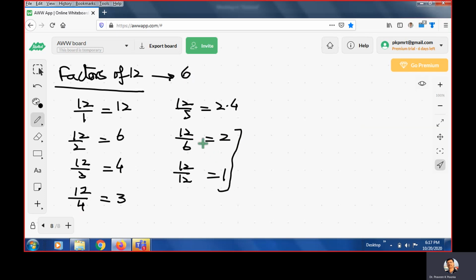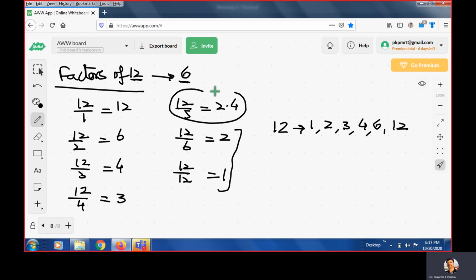You notice here, I did not check after 6 because the half of 12 is 6. So no need to check for 7, 8, 9, 10 and 11. We will check directly for 12. So what are the factors of 12? The factors of 12 are 1, 2, 3, 4, 6 and 12. This is not a factor. Why? Because we are getting a decimal outcome. So these are the possible factors of 12.